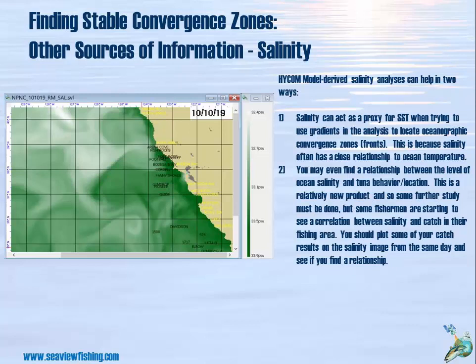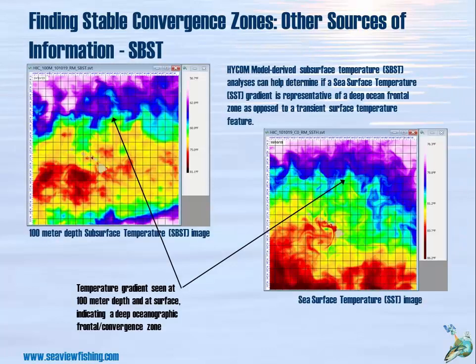You may even find a relationship between the level of ocean salinity and tuna behavior and location. This is a relatively new product, and so some further study must be done, but many fishermen are starting to see a correlation between salinity and their catch in their fishing area. You should plot some of your own catch results on the salinity image from the same day and see if you find a relationship.